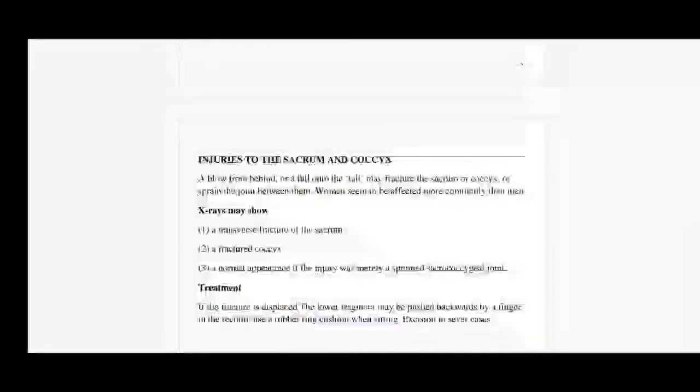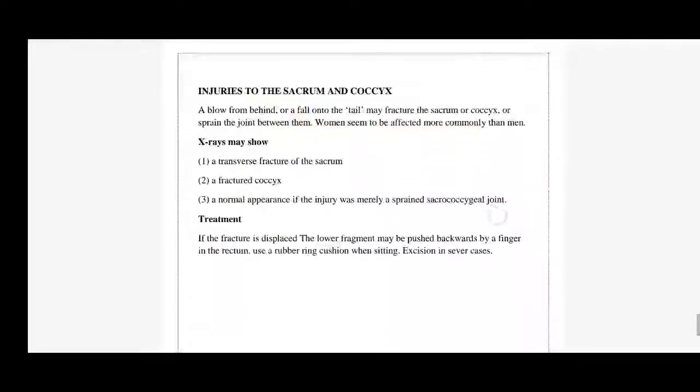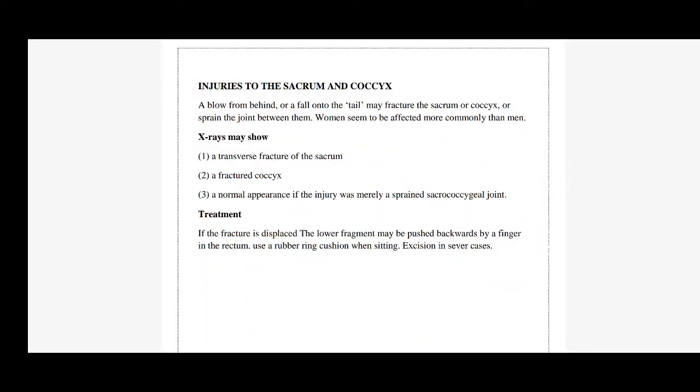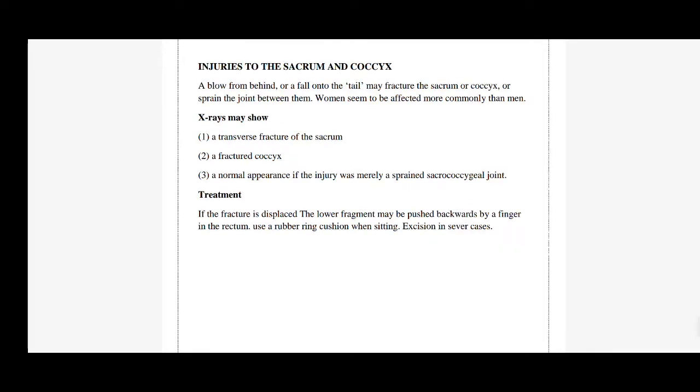Injuries to the sacrum and coccyx are usually uncommon injuries and result from direct trauma, a blow from behind, or a fall onto the tail, and may result in sacrococcygeal injury, or sometimes sprain of the associated ligaments. Women seem to be affected more than men. X-ray shows either transverse fracture of the sacrum or fracture of the coccyx, or sometimes normal appearance, which means sprain of the sacrococcygeal joint.